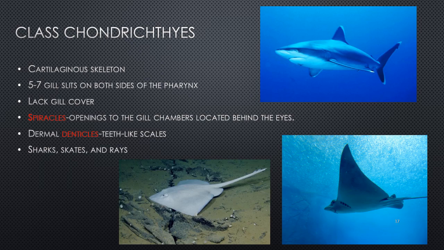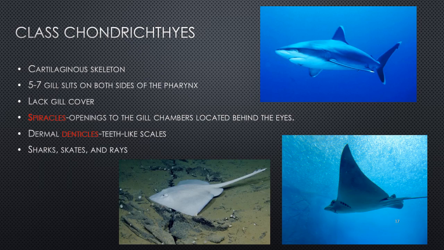And these are our sharks, our skates, and our rays. And they have a cartilaginous skeleton. They do still have gill slits on both sides of their pharynx. And unlike the bony fish, they lack a gill cover, so their gills are just exposed. And kind of unique to this group is that they have spiracles. Spiracles are openings to the gill chambers that are located behind the eyes, and we'll talk a little bit about why that's important.